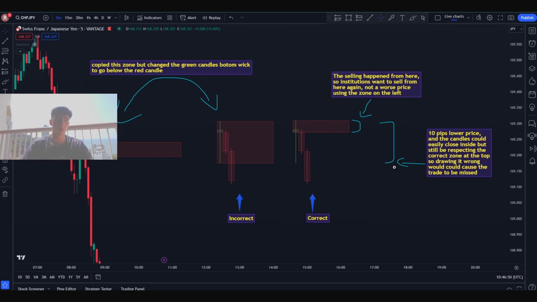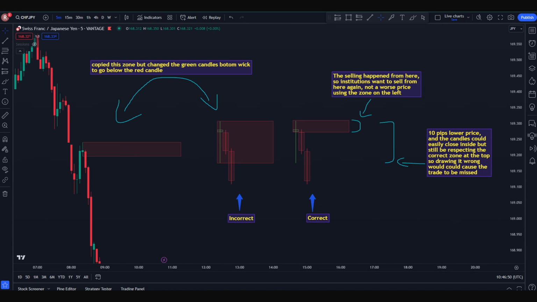So right here I've got a drawing which should help to explain this point. So this is going to be about how you draw the zone using the body or the wick. It's going to depend on a few factors, which is mostly due to the length of the candle and whether it goes higher or lower than the previous candle that's on the zone. So if you look right here, this zone on the left, pretty much I've just copied this, but I've made it so this green candle's bottom wick actually goes lower than the red one afterwards.